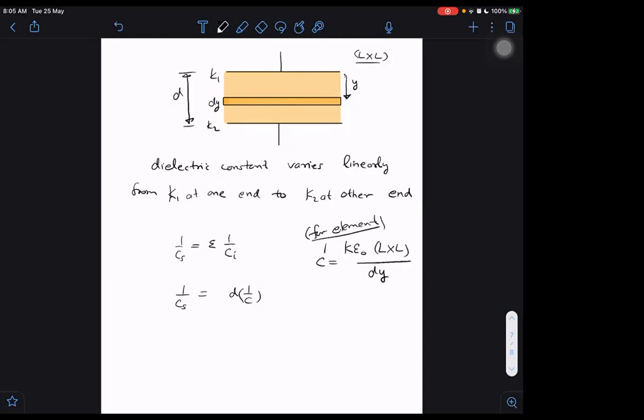Reciprocal of this, I am writing it as d1 by C. So I will be getting reciprocal of that as dy divided by K epsilon naught into L square. That is actually d1 by C.